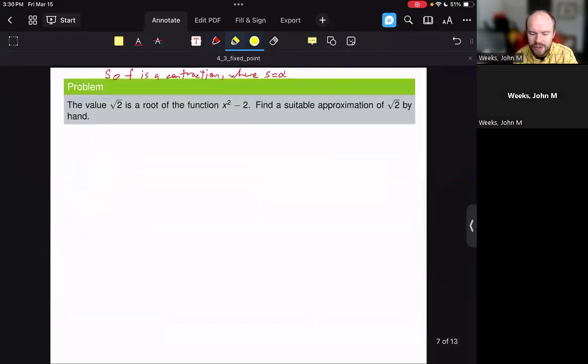Let's go ahead and see this with another problem. This one I wanted to show because I think this is a really cool thing. Let's take the value square root of 2, which is a root of the function x squared minus 2. And let's find a suitable approximation for the square root of 2 by hand. Let's see if we can actually find what decimals we need for the square root of 2 before we do anything else. First things first, I'm going to draw a picture.